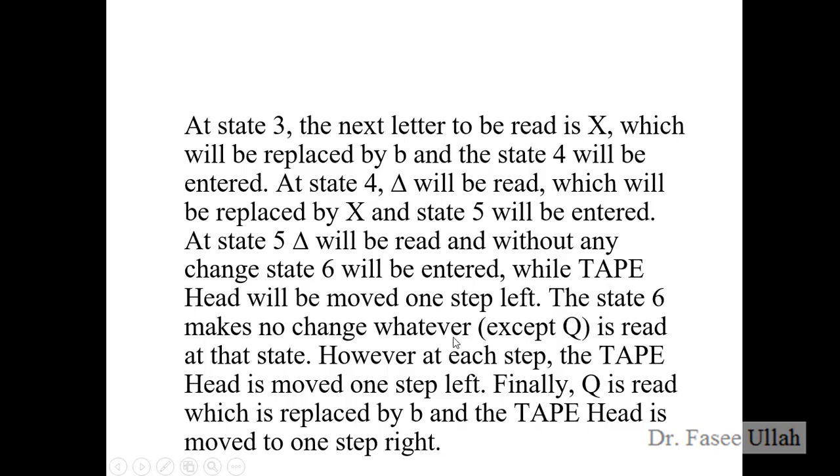State 6 makes no changes whatever except when Q is read. However, at each step, the tab head is moved one step left. Finally, Q is read, which is replaced by B, and the tab head is moved one step right. So this explanation gave again the same conclusion. That will depend on whether you want to change all of the information with Q and then with B. Okay, whether you want to change the whole diagram or just the first three connected states with the starting node.